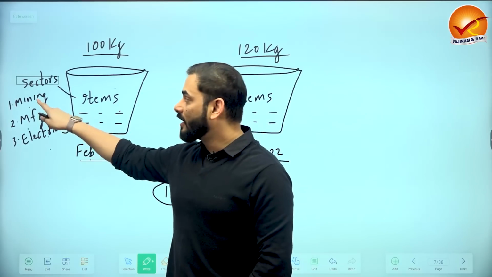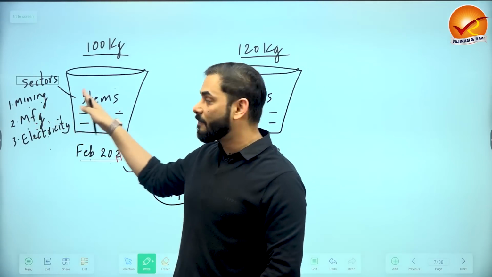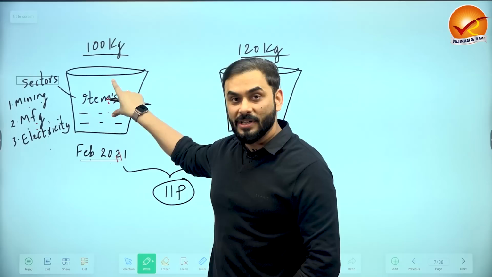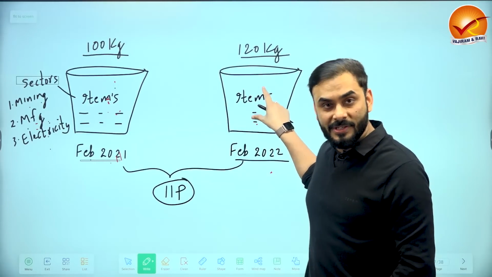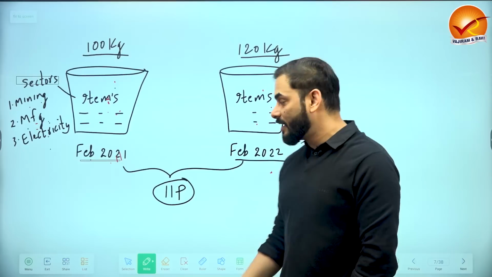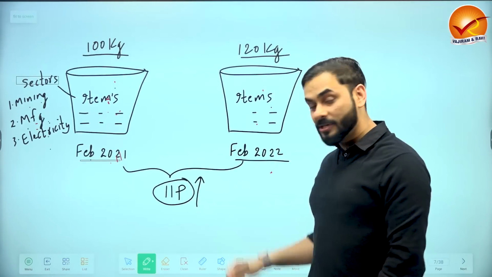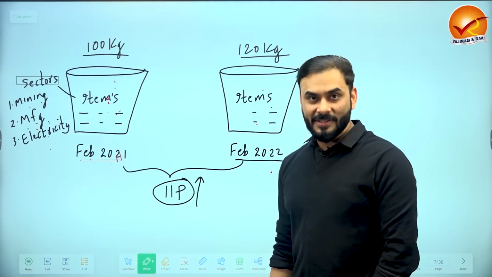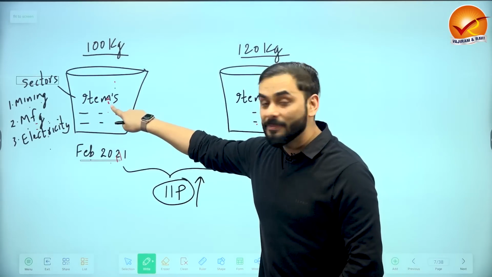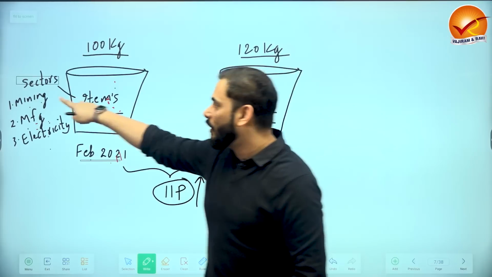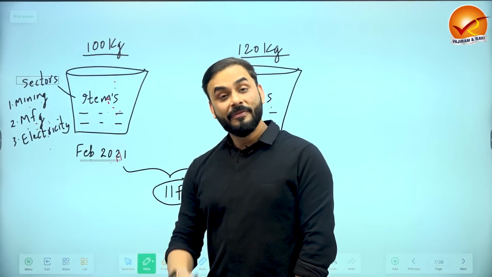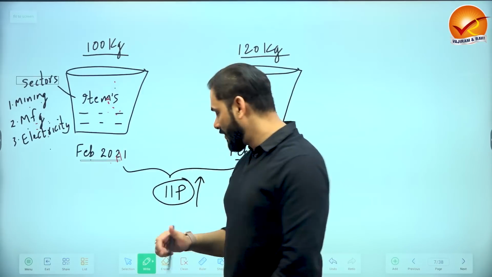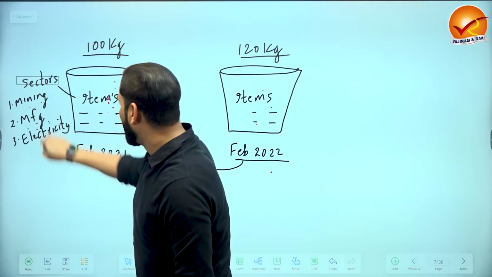So see, what did we do? We took up some sectors, we took their products in the basket, and then we checked out what was the quantity produced last year, what is the quantity produced this year. If there is an increase in the quantity, we will say our index of industrial production is going up. We can do a similar exercise by taking items from different industries, not sector wise, but we can also take some items use wise.